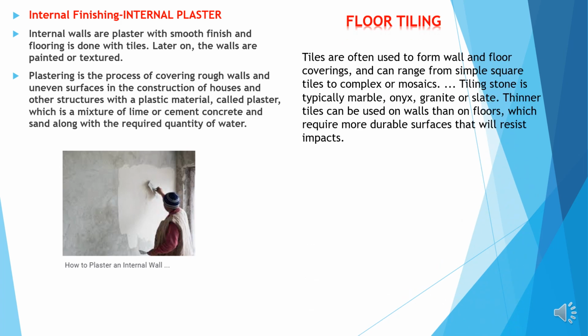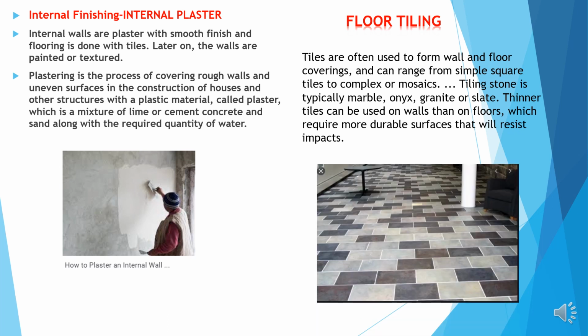Floor tiling. Tiles are often used to form wall and floor coverings and can be arranged as simple square tiles or complex mosaics. Tiling stone is typically marble, onyx, granite or slate. Thinner tiles can be used on walls other than the floors, which require more durable sources that will resist impacts. So this is the methodology of how to do the tiling.